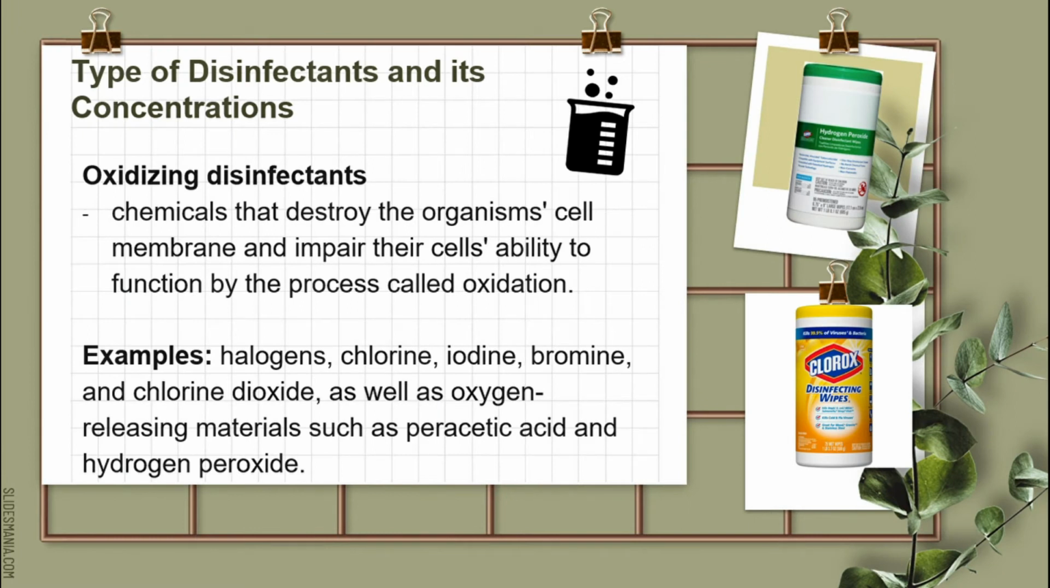The first factor affecting the action of disinfectants is their type and concentration. Disinfectants are categorized into two broad types: oxidizing and non-oxidizing agents. Oxidizing disinfectants are chemical agents that destroy the organism's cell membrane, leading to the impairment of the cell's ability to function by the process called oxidation. This type of disinfectant includes halogens such as chlorine, iodine, bromine, and chlorine dioxide, as well as oxygen-releasing materials such as peracetic acid and hydrogen peroxide.